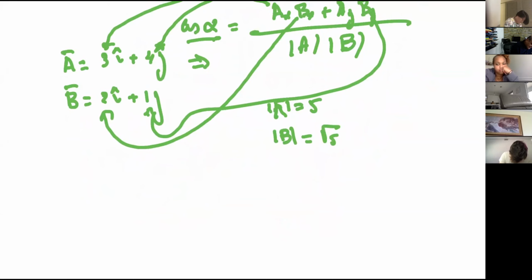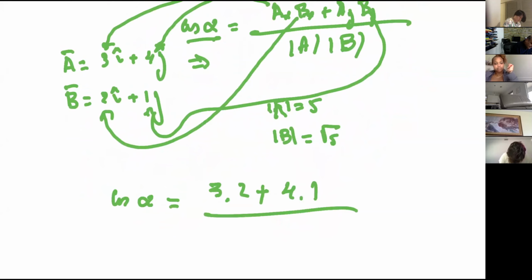If I plug in the equation, cosine of alpha will be 3 times 2 plus 4 times 1, divided by 5 square root of 5. And this number has to be less than 1. That's why I knew I was making a mistake in a number, because the cosine of an angle is between 1 and minus 1, but cannot be 2.